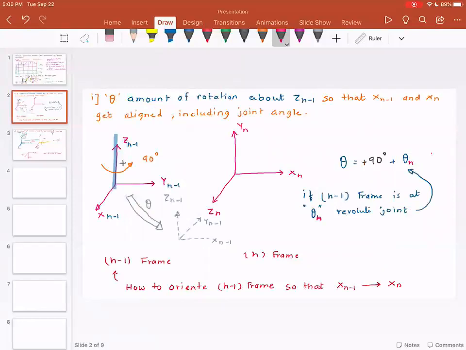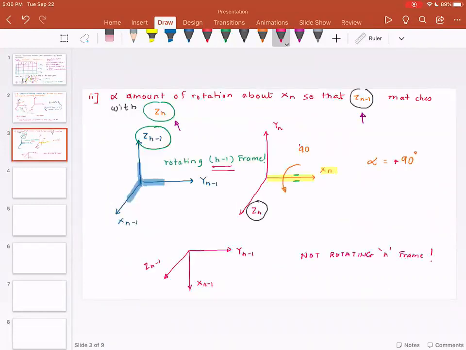Okay, so just for my own satisfaction, theta is when you have two frames, n minus 1 and n frame, and you want to align xn minus 1 and xn, but here the frame that is going to be rotated is n minus 1. So what you need to do is you will have to rotate n minus 1. However, when you are trying to find alpha, you are still rotating z n minus 1 or n minus 1 frame, but that rotation is about xn, and the xn rotation will dictate whether it's a positive rotation or it's a negative rotation.